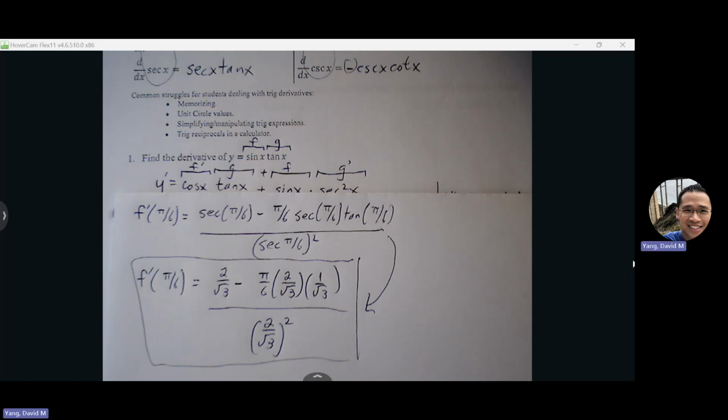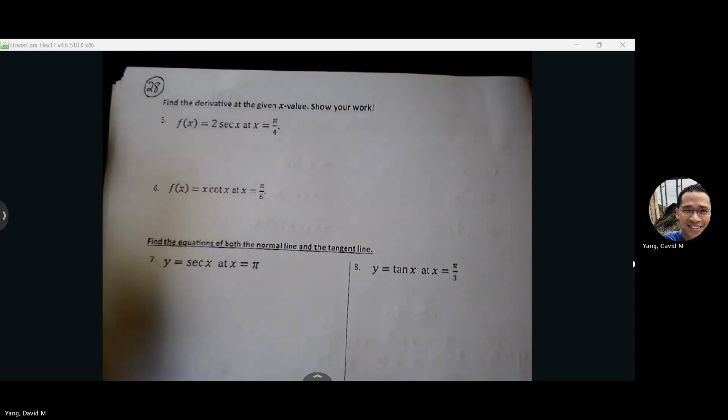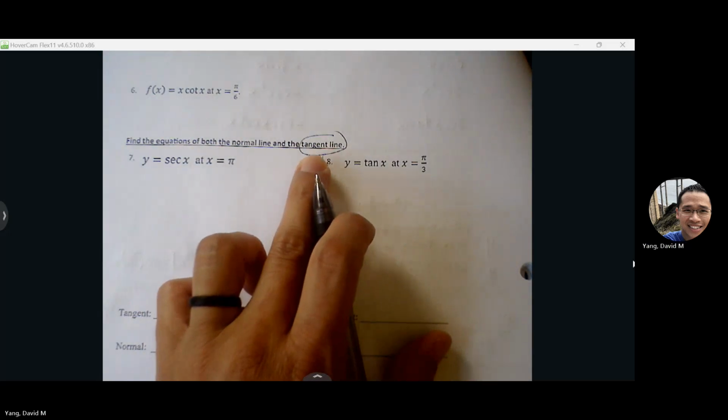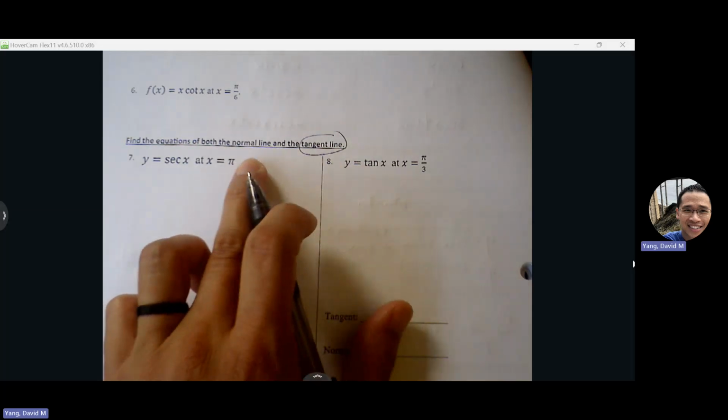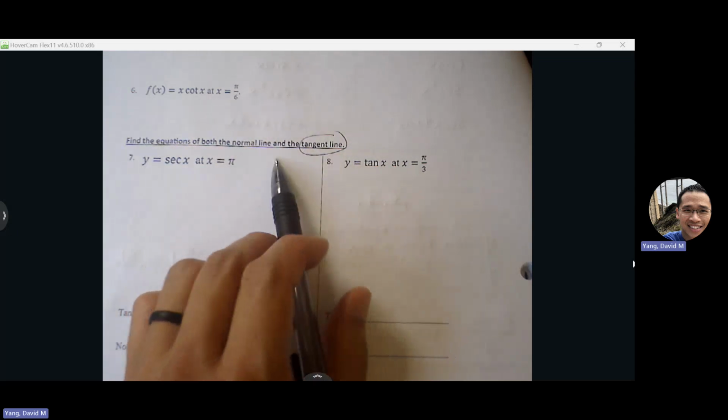Okay, next page. Let's try number 8. Number 8, we're asked to find the equation of normal line and tangent line. So let's do the tangent line first. Page 28, number 8. Tangent line is easier. We can just find the derivative, find the slope. Normal line just means perpendicular slope. So after we find the tangent line, we can just do the opposite reciprocal to get to the slope of the perpendicular line.